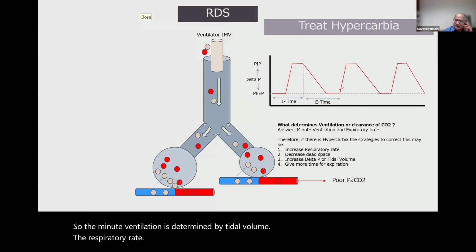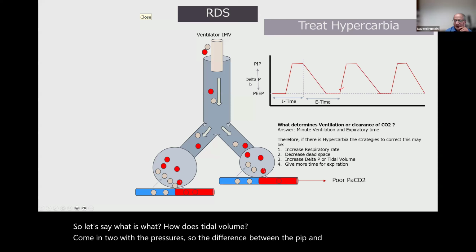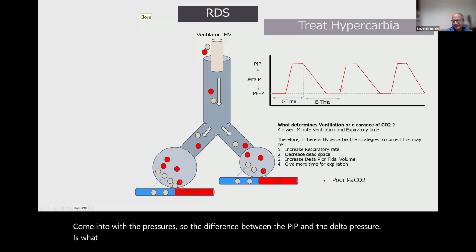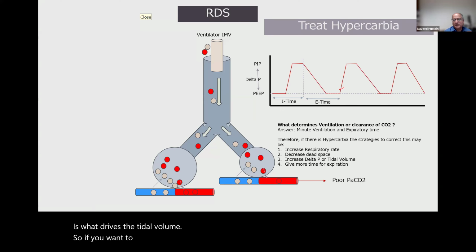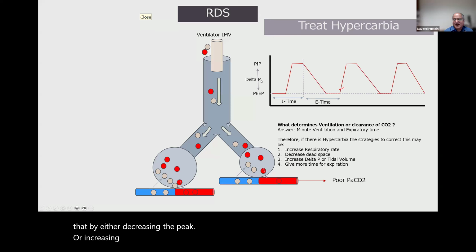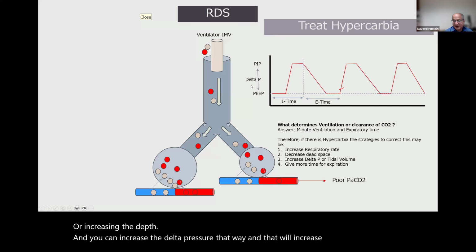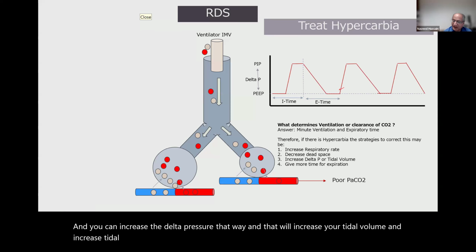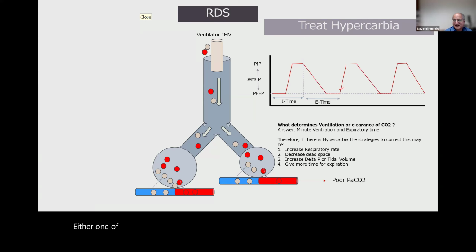So how does tidal volume come in with the pressures? The difference between the PIP and the PEEP, the delta pressure, is what drives the tidal volume. So if you want to increase your tidal volume, you increase your delta pressure, and you can do that by either decreasing the PEEP or increasing the PIP. That will increase your tidal volume, or you can increase the rate of the baby on the ventilator. Either one of those will increase the minute ventilation and decrease the amount of CO2.